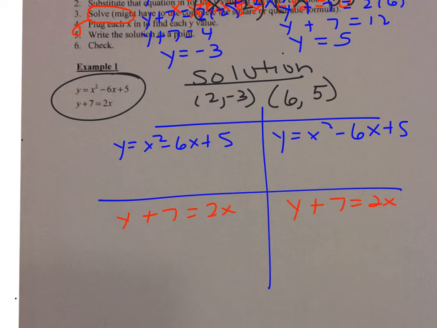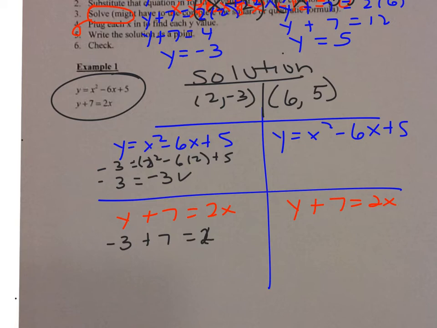All right, so for the quadratic, for the first one, negative 3 equals 2 squared minus 6 times 2 plus 5. So the right side, just plug that in your calculator all at one time. You get negative 3 equals negative 3, and that checks. Now we're going to do y plus 7 equals 2x. So my y is negative 3 plus 7 equals 2 times 2. So negative 3 plus 7 is 4 equals 4, and that checks.